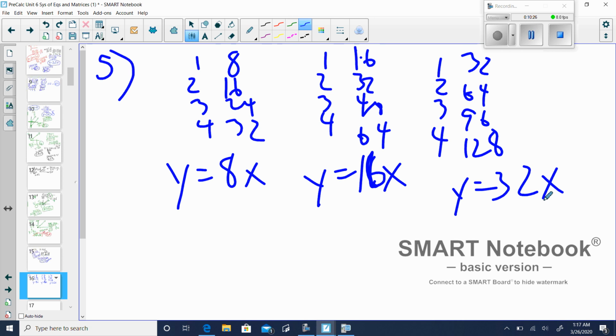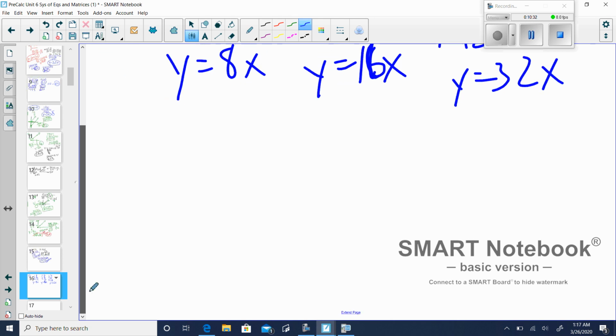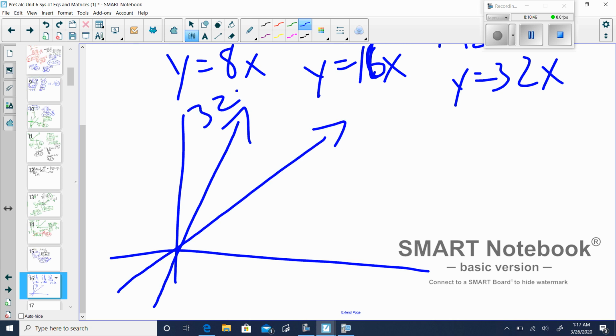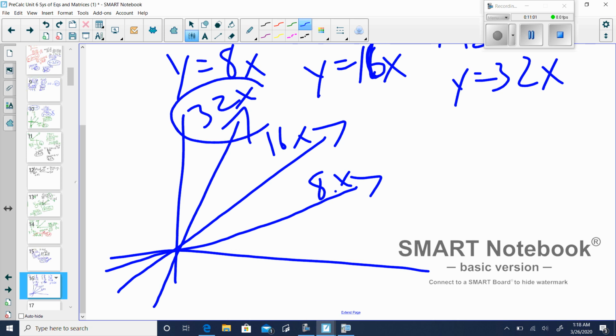Step B, if you graph the points, the graph for which function is going to have the steepest slope? So we're talking about steepest. Steepest means the biggest. All right, so we'd have 32 for 32x, 16 for 16x, and then a slope of 8 for y equals 8x. So the steepest slope is the largest slope. So that's going to be y equals 32x, and that slope, guys, is 32.